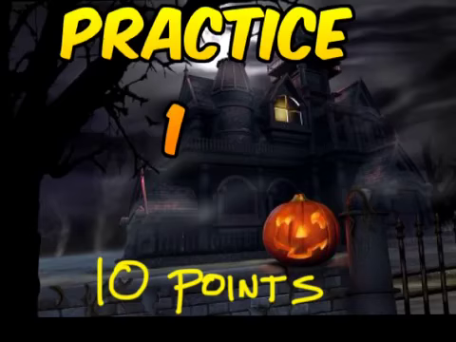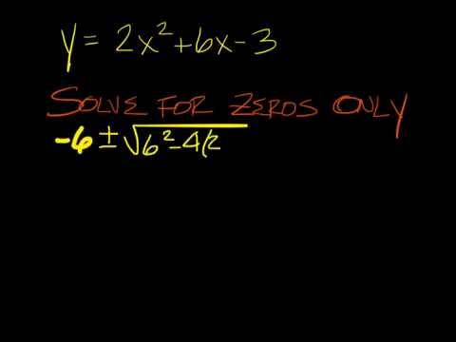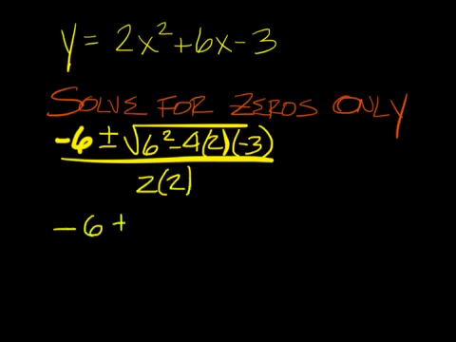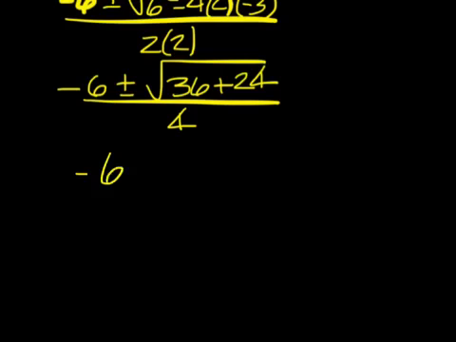Practice number 1. All I need are the zeros only. Bring it up and drop it off. For the zeros, you're going to have to use the quadratic formula. So that's a negative 6, and that's way too large. Negative 6 plus or minus, there we go, 6 squared minus 4ac over 2 times a. So negative 6 plus or minus the square root of 36 plus 24 over 4. And that's going to be negative 6 plus or minus the square root of 60 over 4.